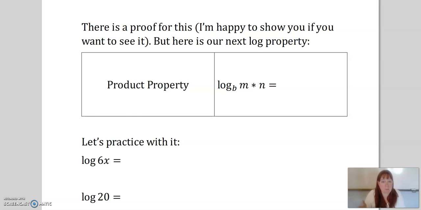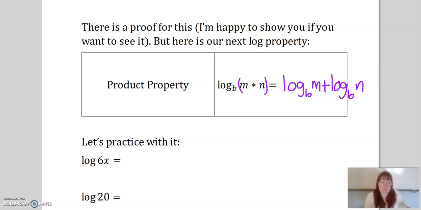So the product property of logs says that if I take these two numbers and I multiply them together inside of a log, then what I get is log base b of m plus log base b of n. And this is super helpful because there's times when we can split things apart and evaluate them that we couldn't have evaluated otherwise. And a lot of times we want to get them to be less complicated, and this helps us get less complicated logs.